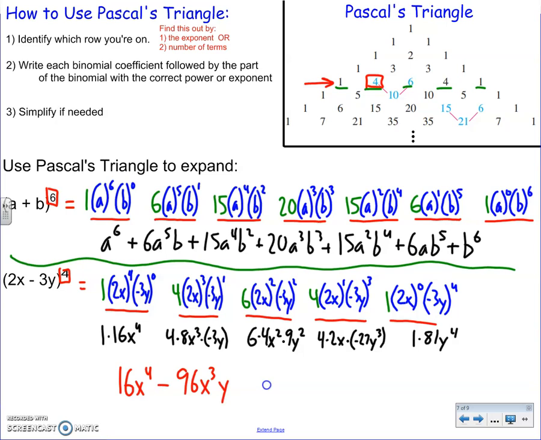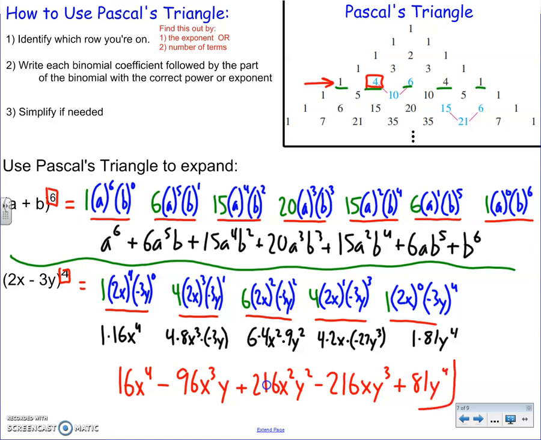Then 6 times 4 times 9, that's positive. That will be 216 x^2 y^2. And 4 times 2 times negative 27, that's negative. That's also 216. Usually it's not the same. Negative 216 x y^3. Then 1 times 81, that's going to be positive 81 y to the fourth power.